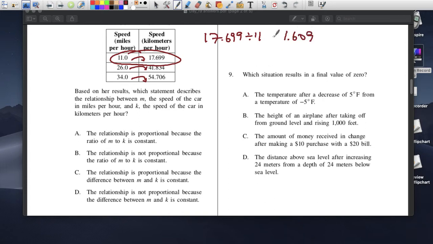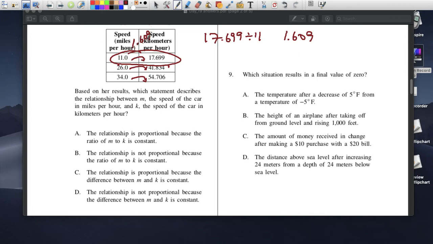Second one, it's 41.834 divided by 26, and we get 1.609. And the last one, just to confirm, 706 divided by 34. And for every single one of them, if you divide this by this, you get 1.609. So the multiplier here is 1.609, right?